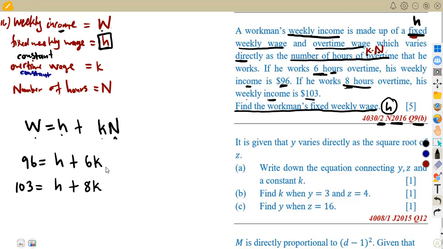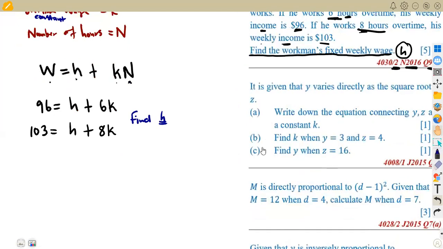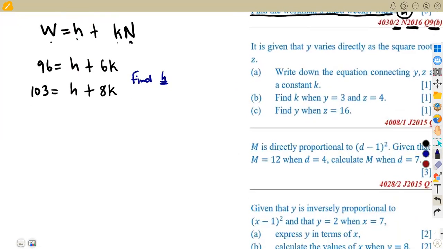Yes, you can find the value of K, then substitute to find H. But the question here directly mentions that we are supposed to calculate the workman's fixed weekly wage, which is H. So the question is simply saying find the value of H. If you are to find the value of H, then consider that value of H only. You can use whatever way you want, but we can simply eliminate K. Since K is not involved, we do not need this value of K.